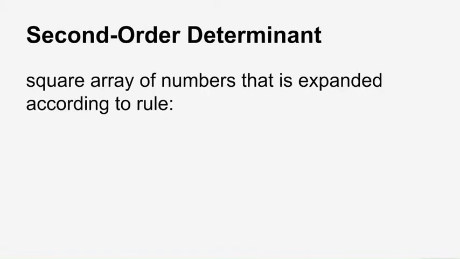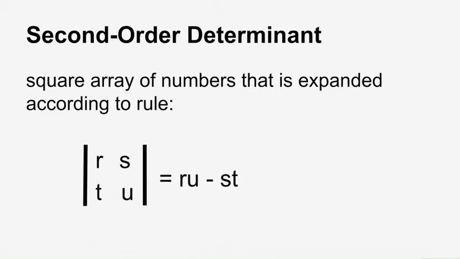Chapter 4.3 is on second-order determinants. A second-order determinant is a square array of numbers that is expanded according to this rule. So if you have your square array of R, S, T, U inside what looks like absolute value bars, that's what signals a determinant, then it'll equal RU minus ST.